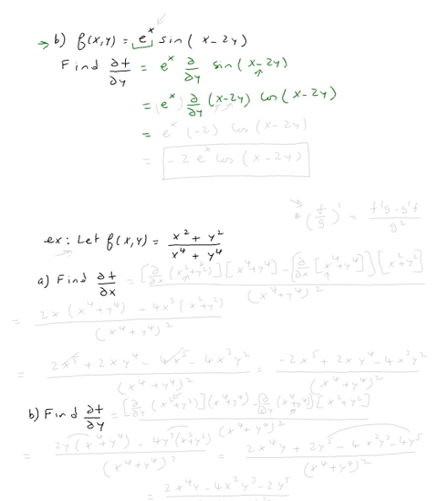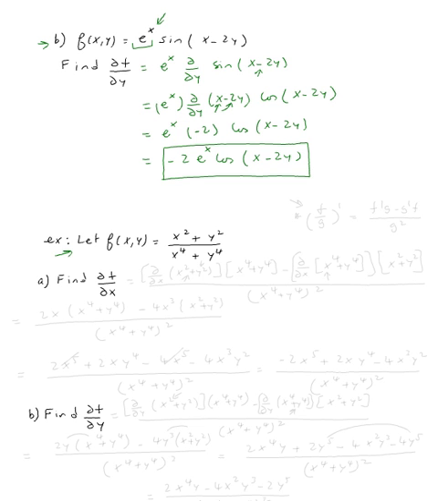Now this is e^x. What's the partial with respect to y of x minus 2y? Remember, x is a constant, so that's a 0, so it's a minus 2. Times cosine of x minus 2y, and this is just minus 2 e^x cosine of x minus 2y. And that would be the answer. So we didn't have to do product rule because e to the x is considered a constant.